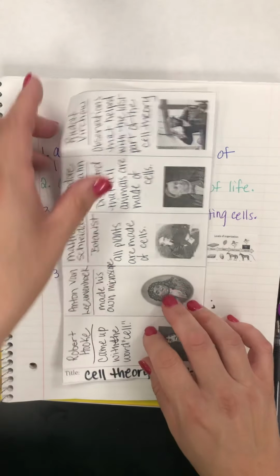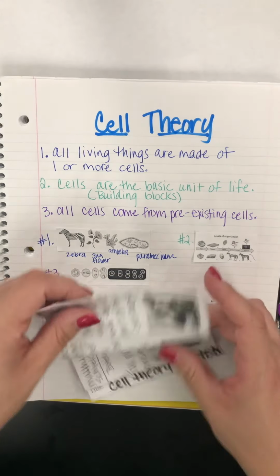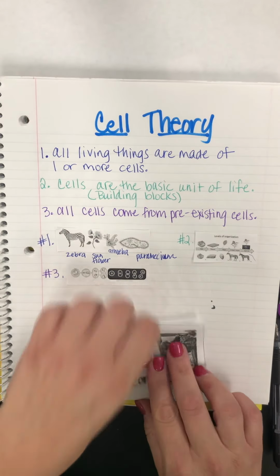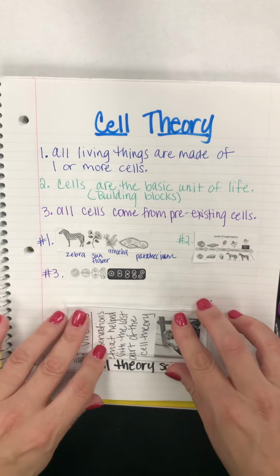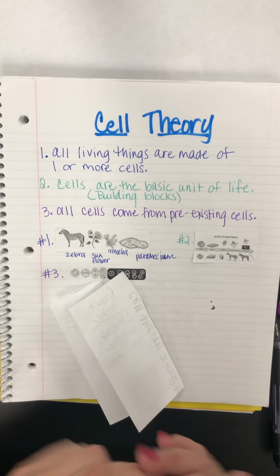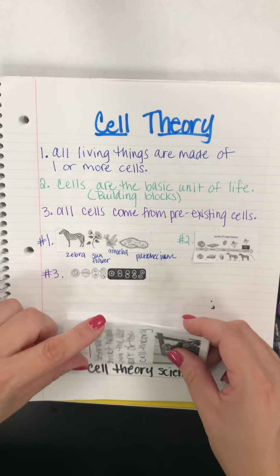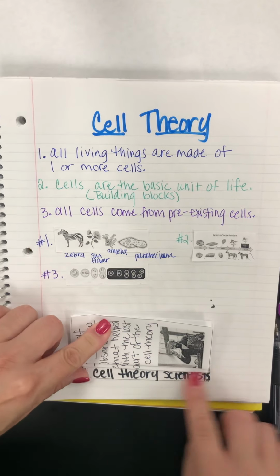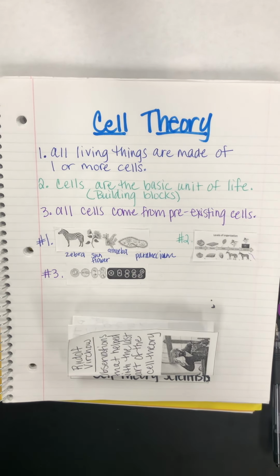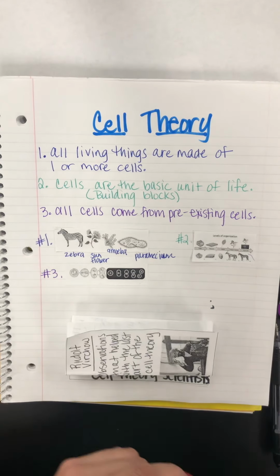So since I made my foldable, I'm going to go ahead and fold it back up. Okay, just like so. And I'm going to put some paste at the bottom on the back side of where it says cell theory scientist. And I'm going to paste that into the bottom of my ISN. If I am using tape, I could take a piece of tape and I could tape that in as well.